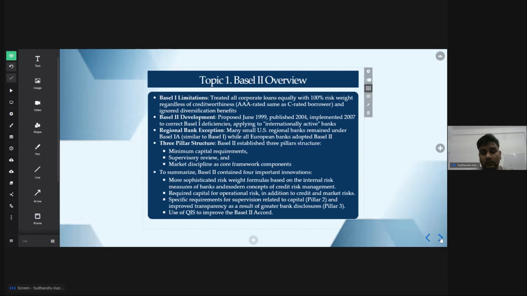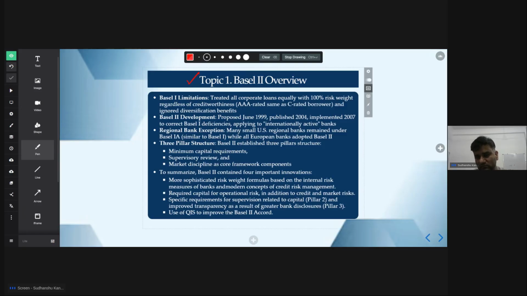Now, when we talk about Basel II, what you need to understand first and foremost is that this particular module 2 is a direct response to the weakness of Basel I, which you have already covered initially. Basel II refines how much capital a bank must hold and how risks are measured, supervised, and disclosed.